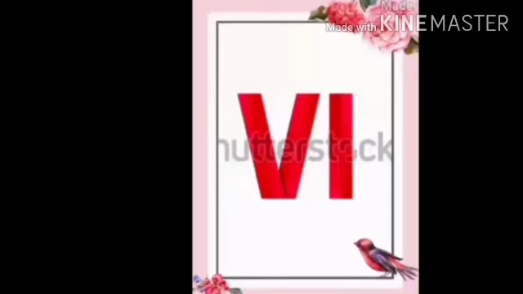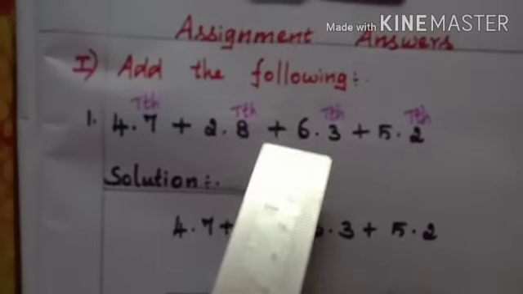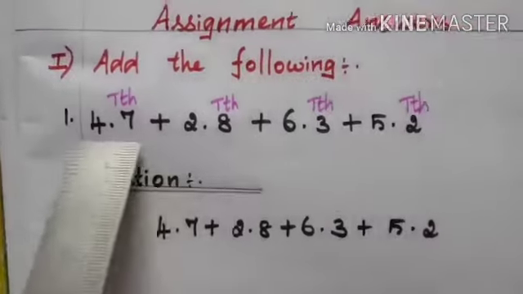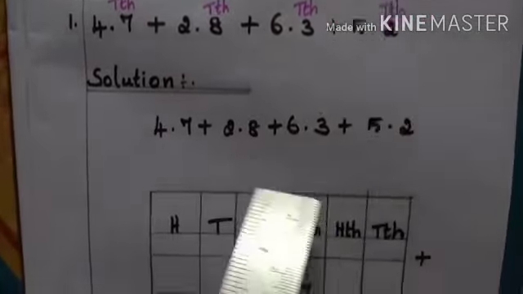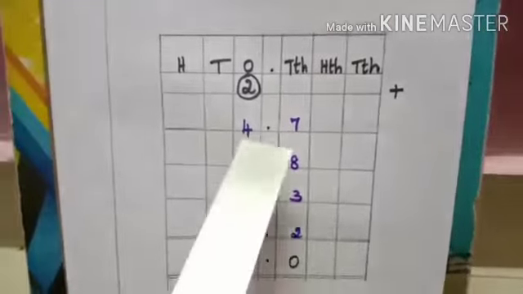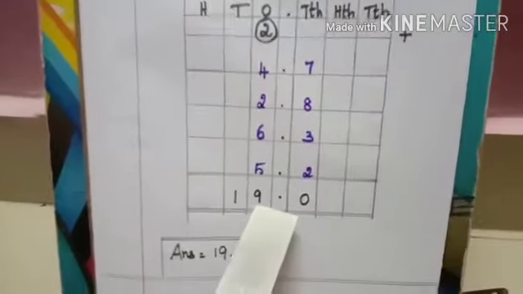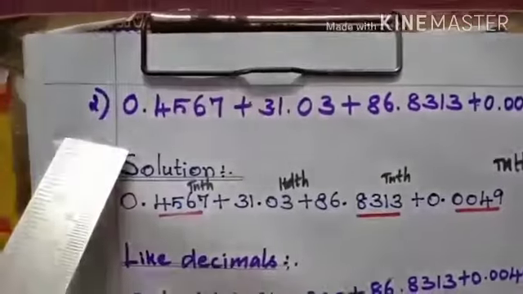Shall we check the previous class assignment answers? Sum 4.7 plus 2.8 plus 6.3 plus 5.2. Here all the decimal places are the same, so these decimals are called like decimals. We have to arrange them in columns and then add them. So here the answer is 19.0.